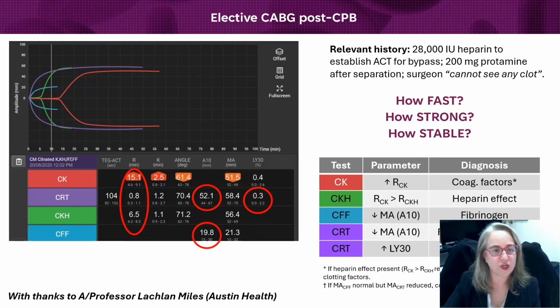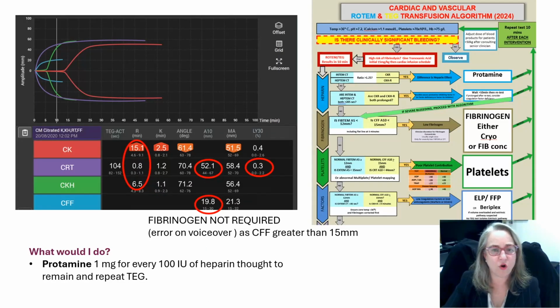So we're looking now at the key numbers on the TEG. How strong is the clot? Well, we've got a functional fibrinogen at 19.8 and a CRT at 52. So let's compare that to our algorithm. We're looking at a CFF here that is almost 20, well above the 15 that's prescribed at the fibrinogen step. They will have already received, of course, their dose of tranexamic acid.